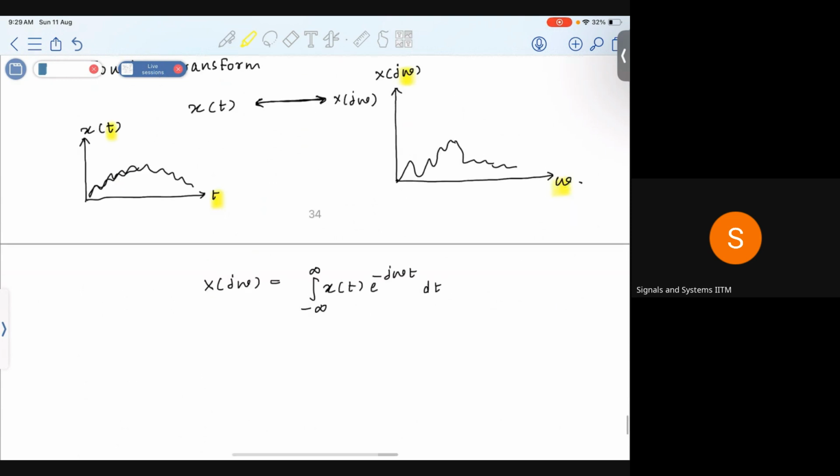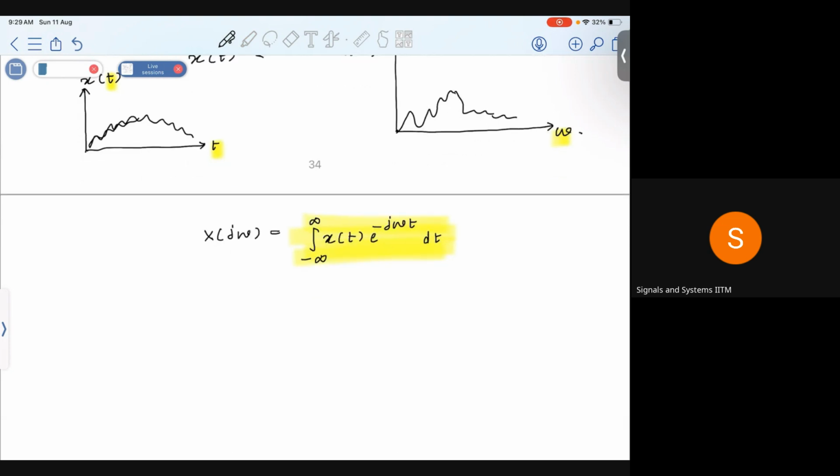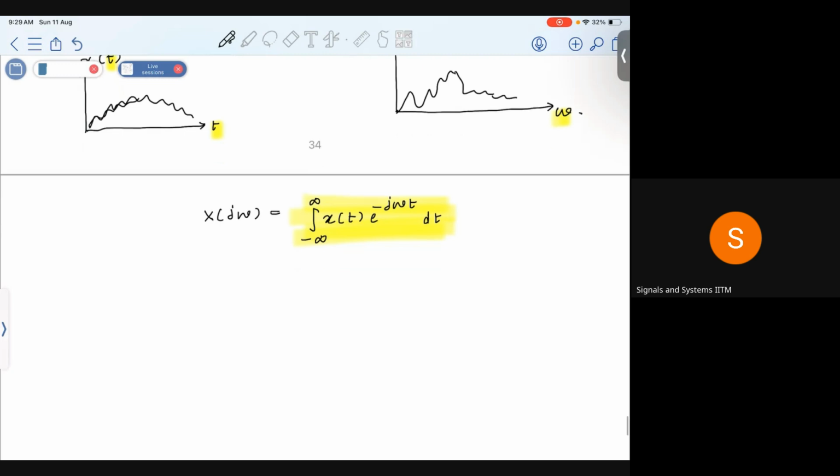And what is that alternative representation? In the frequency domain, the signal is represented like this. When you do an integration and get the signal in the frequency domain, this integration is over all the time values. So at the end, there won't be any time; what you will be left with is only the frequency. And this is what the signal looks like in the frequency domain.